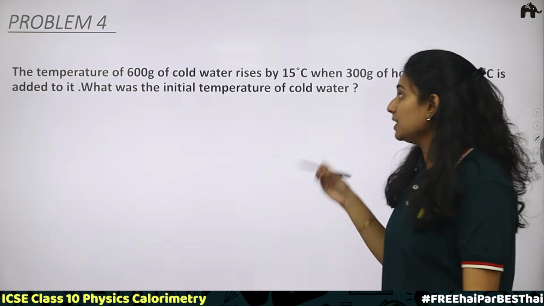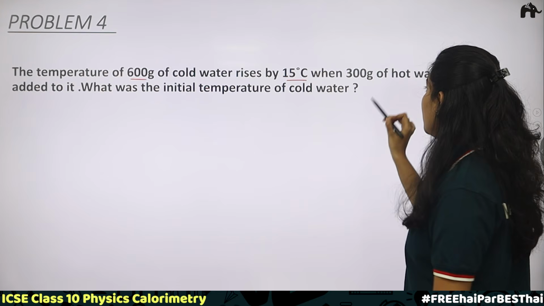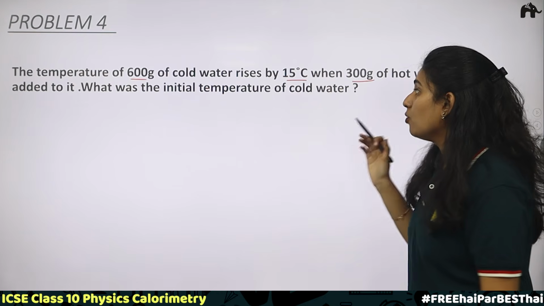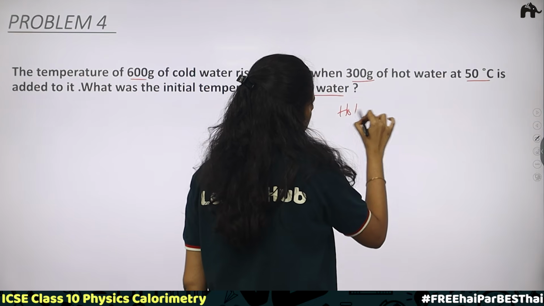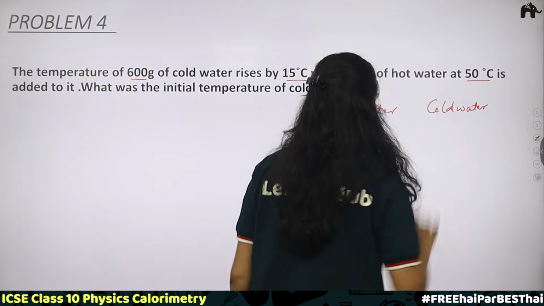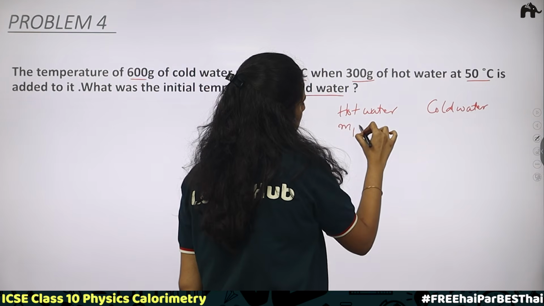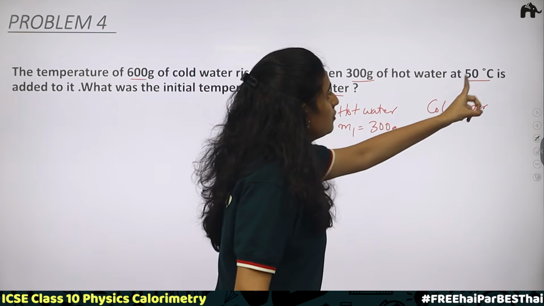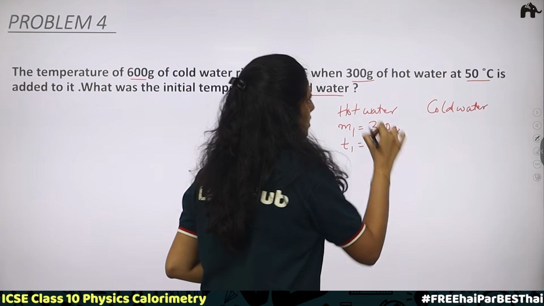Clear? Problem 4. The temperature of 600 grams of cold water rises by 15 degrees Celsius when 300 grams of hot water at 50 degrees Celsius is added to it. What was the initial temperature of cold water? So here you have hot water and cold water. Hot water is added to cold water. Okay. So here what is the mass of hot water? We'll take the mass of hot water as M1, which is equal to 300 grams of hot water at 50 degrees Celsius. Temperature is given, therefore T1 is equal to 50 degrees Celsius.